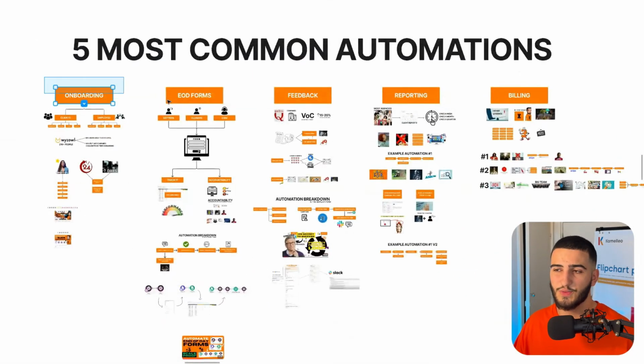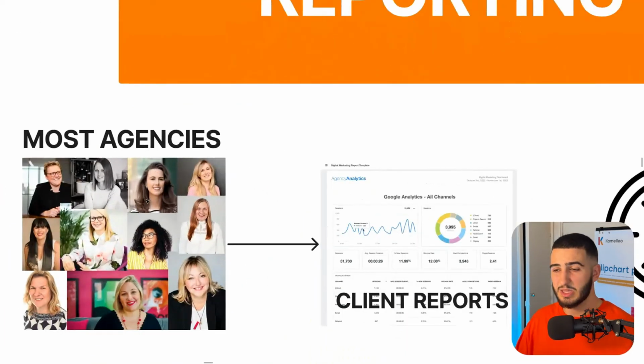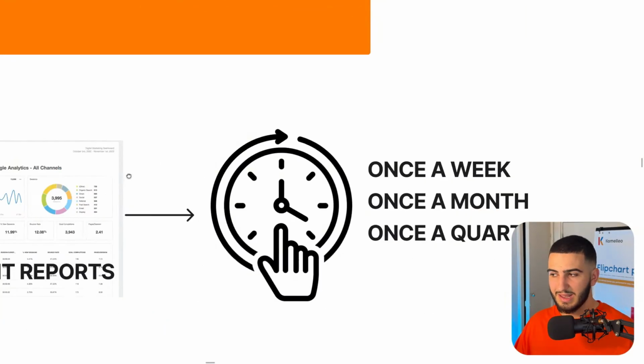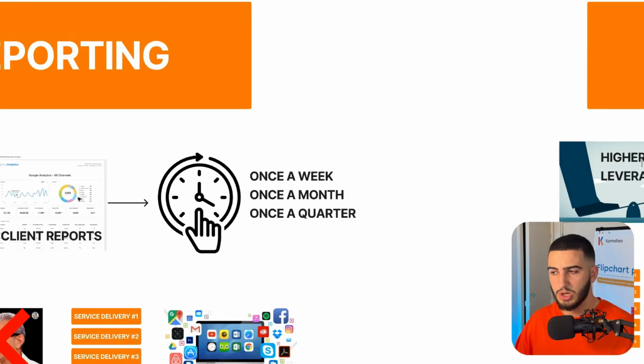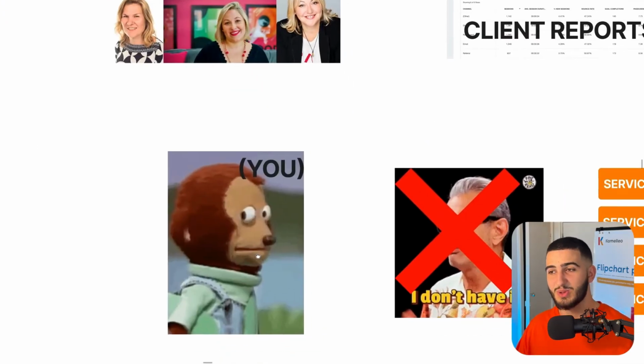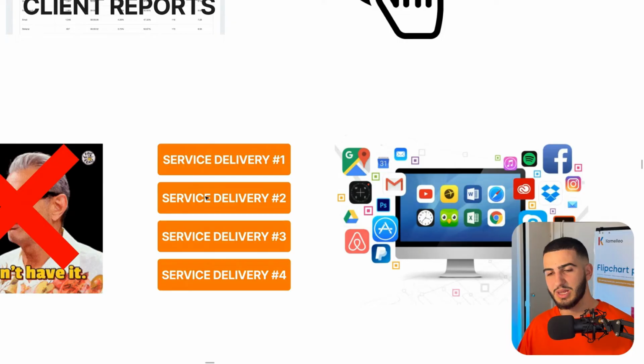But cool, guys. We've gone over onboarding. We've gone over end of day forms. We've gone over feedback. Now let's talk about reporting. Now, most agencies, at least the ones that we work with, have some sort of client reports, right? So using something like Agency Analytics, where once a month, once a quarter, or even once a week, they send some sort of reports to their actual clients. And if you're not sending any sort of reports to your clients, then make sure, depending on your service delivery, you find the relevant software so you can actually easily do that.